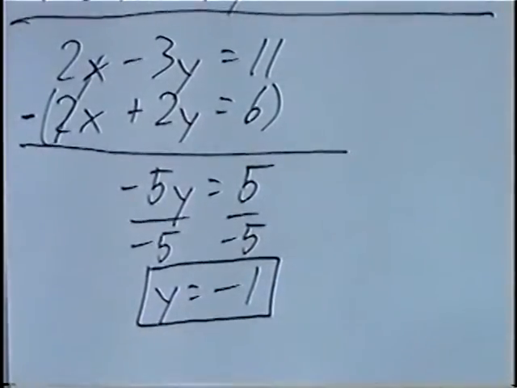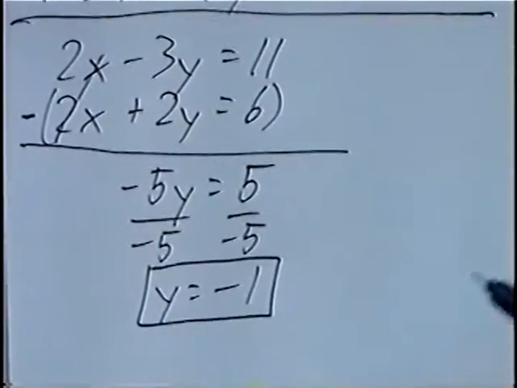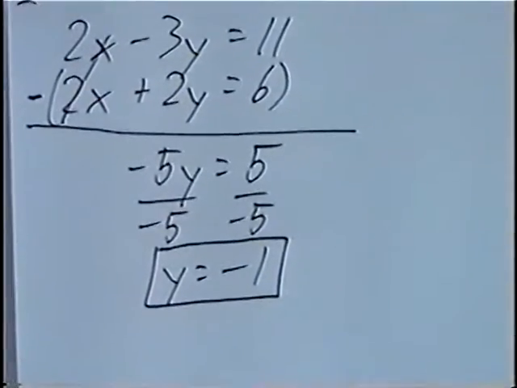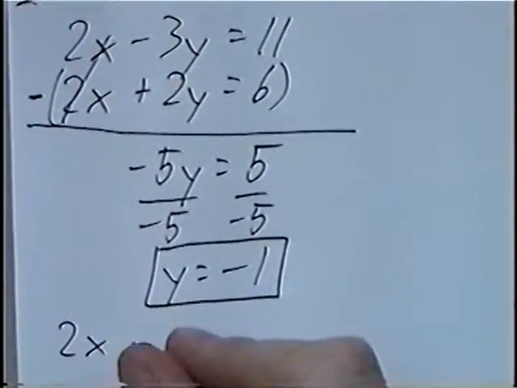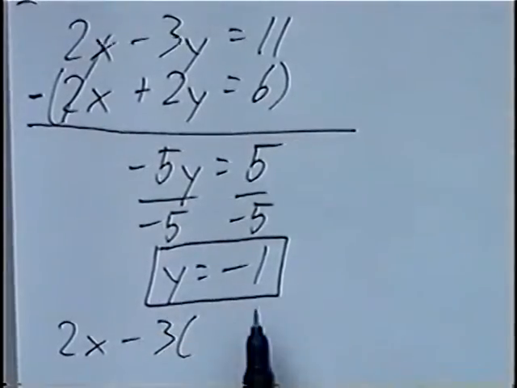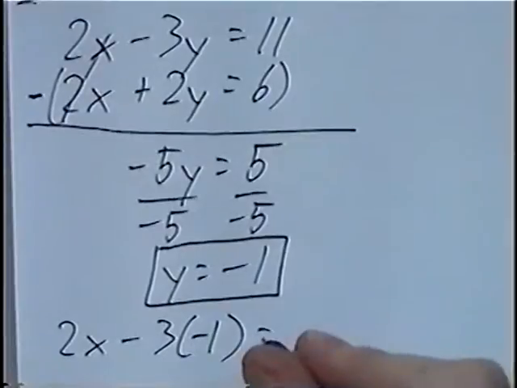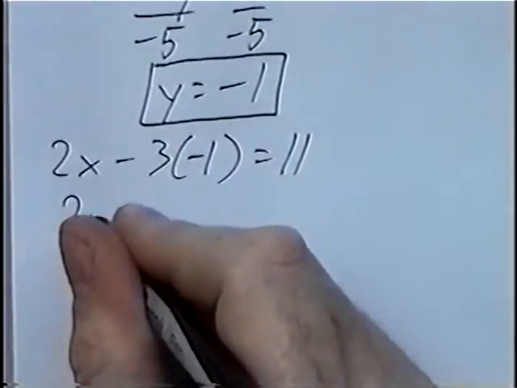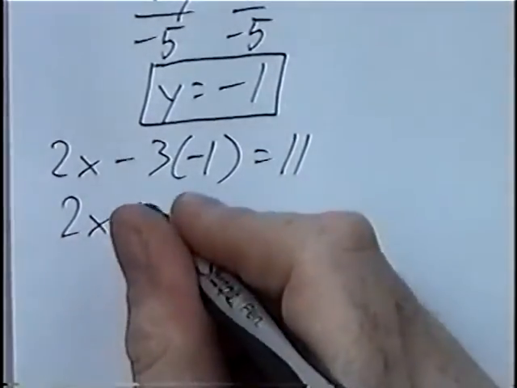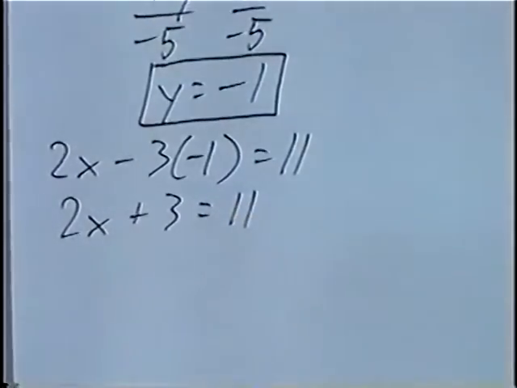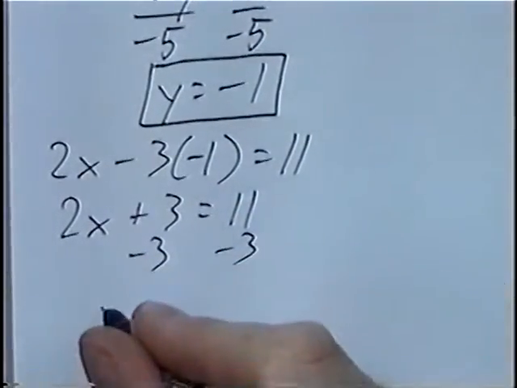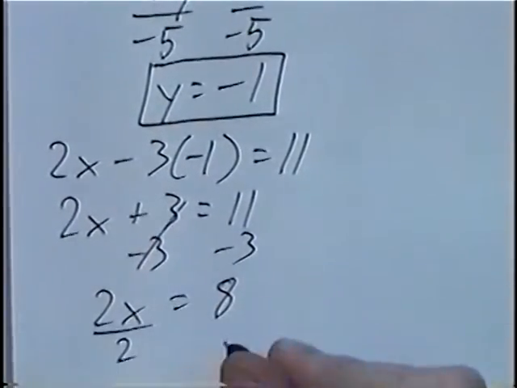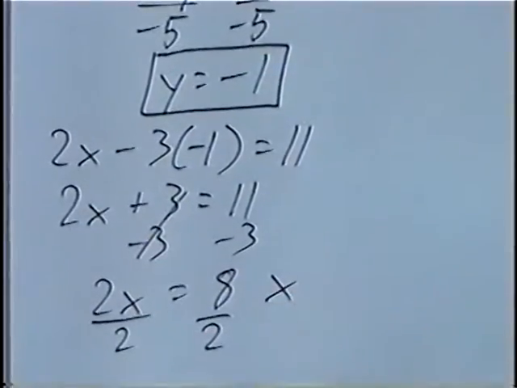To get the second part of the solution, we can take negative 1 for a y value, plug it into either equation, and that will solve for x. If we take the first equation, 2x minus 3y, but instead of y, we substitute a negative 1, equals 11. Solving, we have 2x, negative 3 times negative 1 is positive 3, equals 11. Subtracting 3 on both sides, 11 minus 3 would be 8, and dividing by 2, we'll have x equals 4.